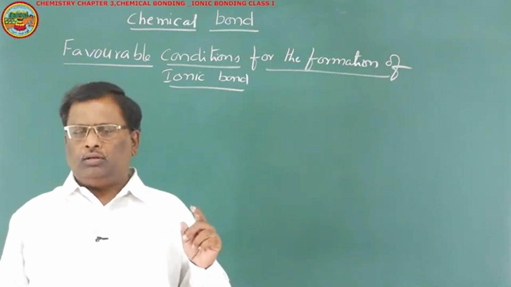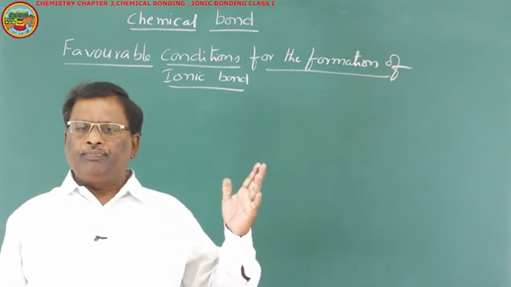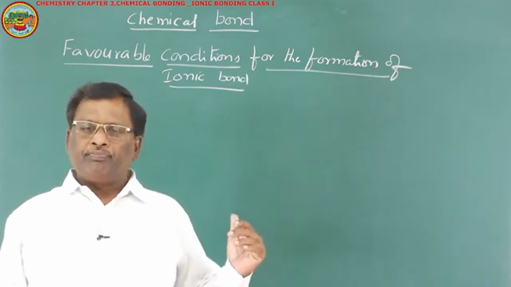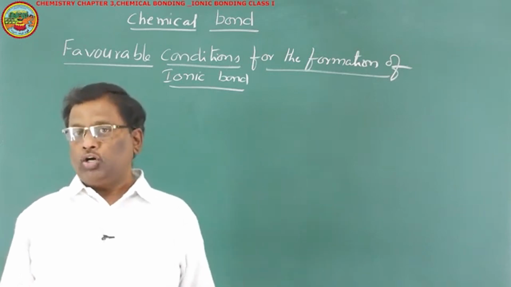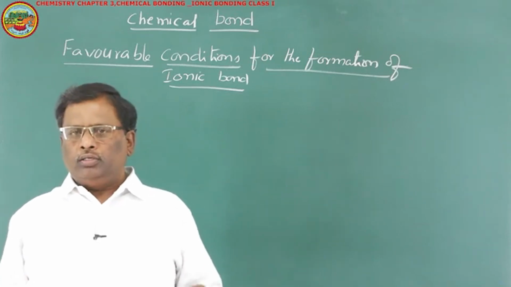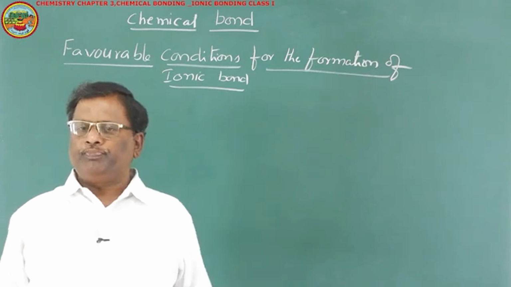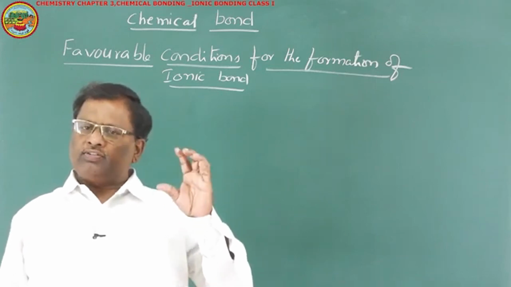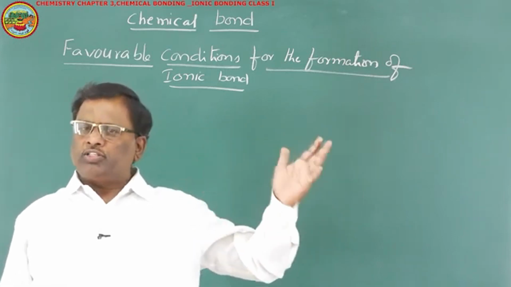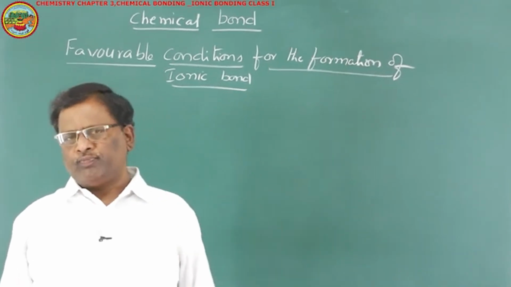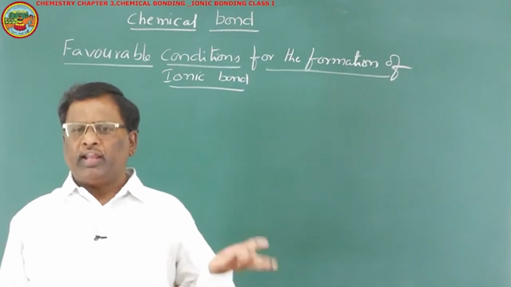the conditions which are favorable for the formation of a cation and anion separately are favorable for the formation of an ionic bond, because in ionic bond one cation and anion is essential. So ionic bond is present between two oppositely charged species, that is, one is positive species and the other one is negative species. Positive species is said to be a cation, negative species is said to be anion.